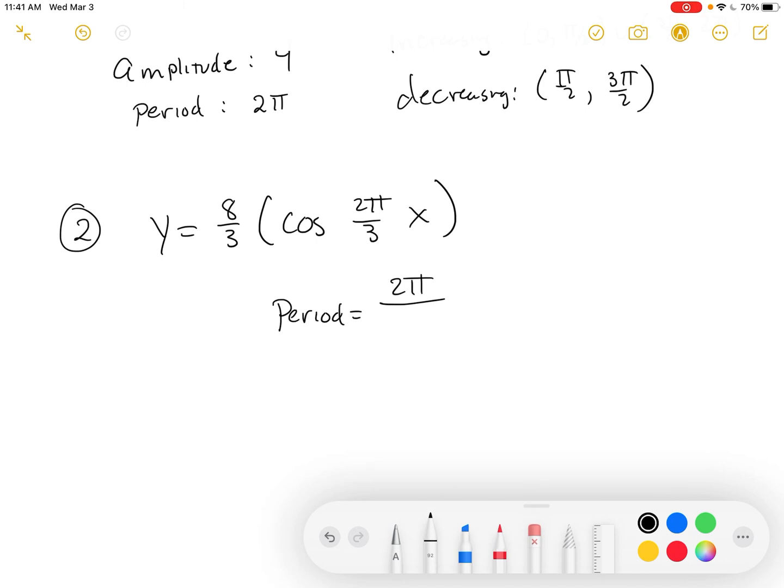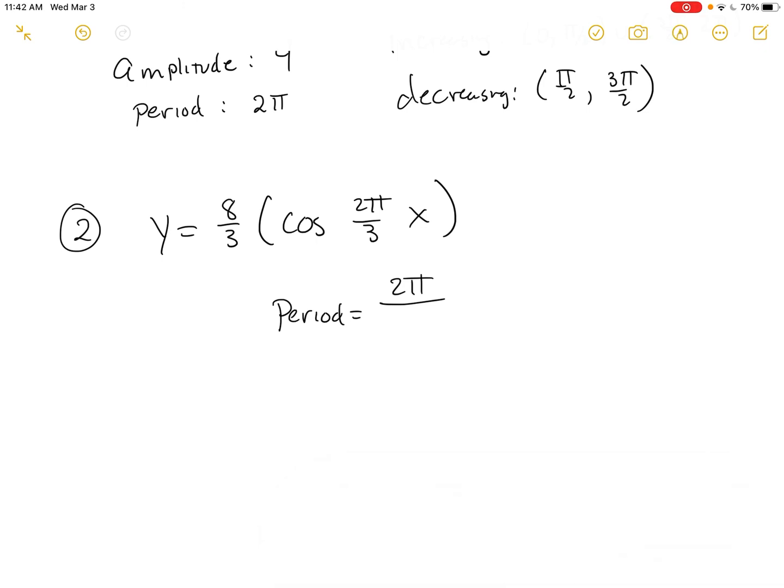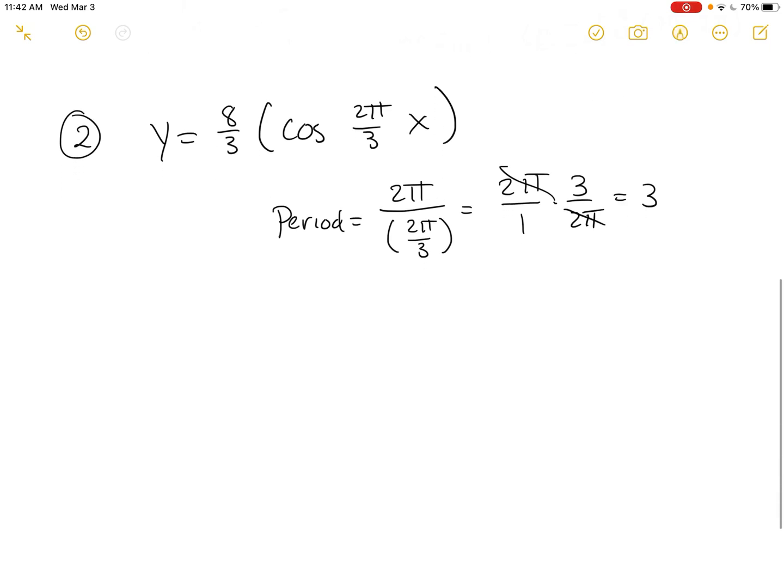If you remember from your previous class, you get your period by taking the original period and dividing by any number that's with the x. So what's that? That's 2 pi over 1 times 3 over 2 pi. And so I get a period of 3.